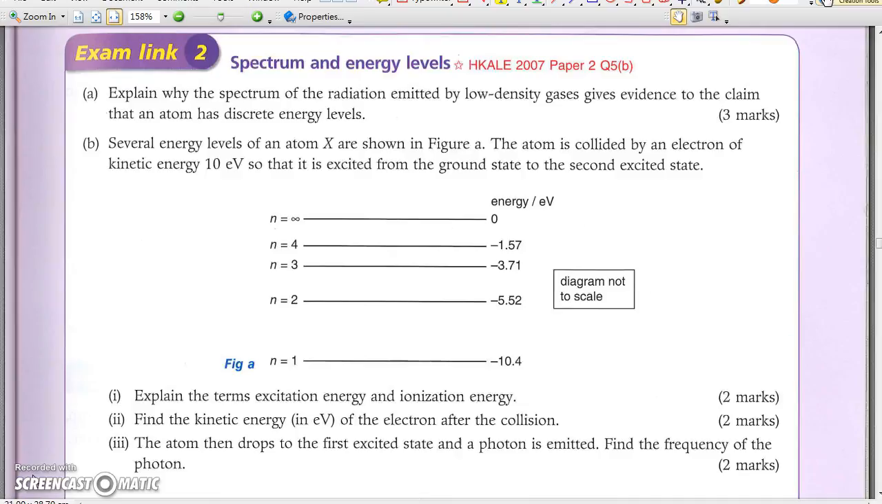Exam link 2. Spectrum and energy levels. In part A, you are asked to give evidence for discrete energy levels. You should always remember line spectrum is the only sound evidence. And for part B, it should be quite straightforward.